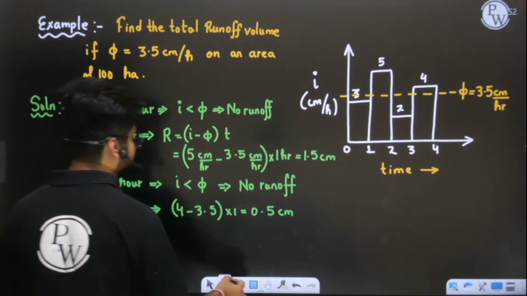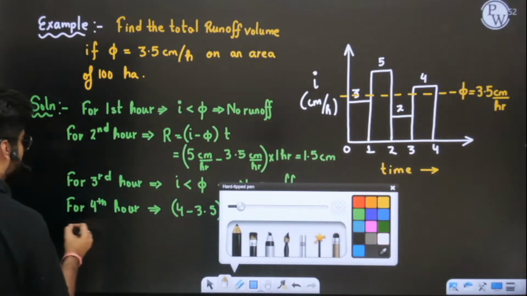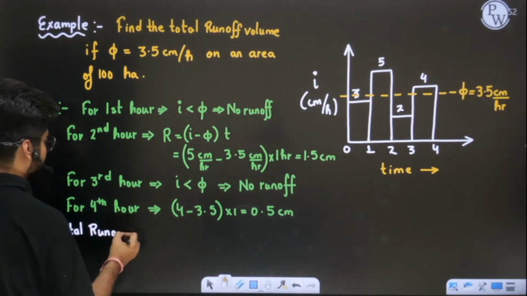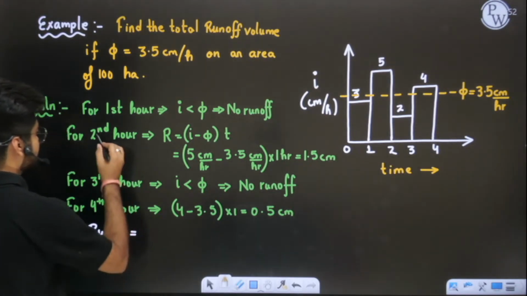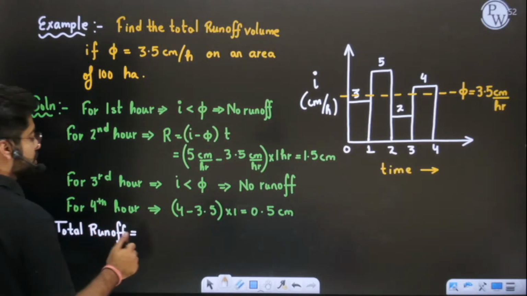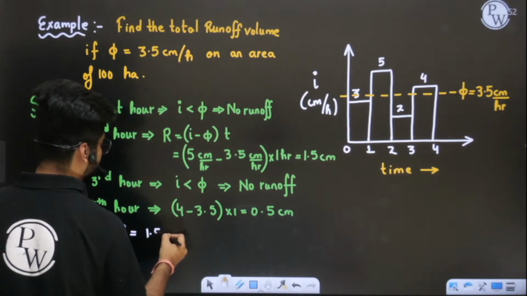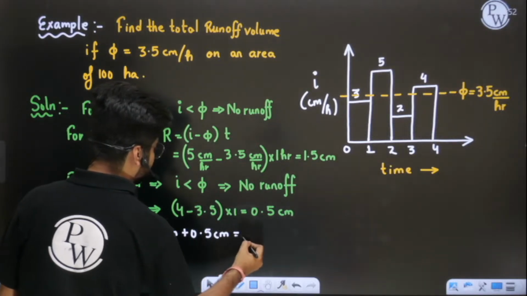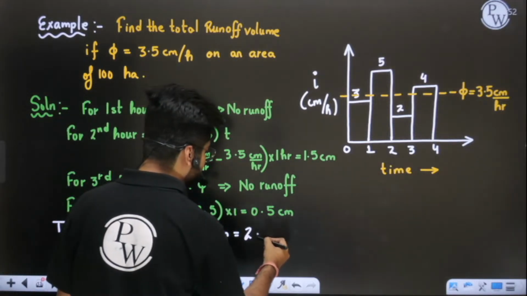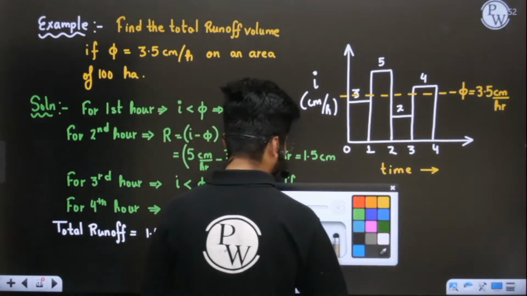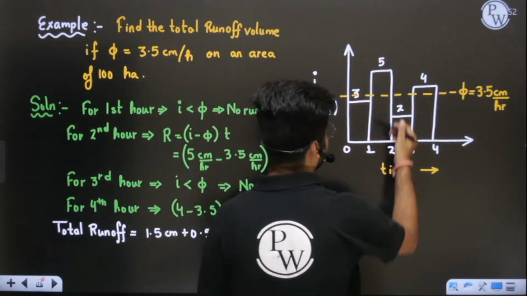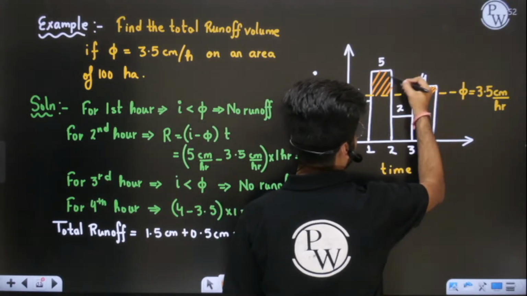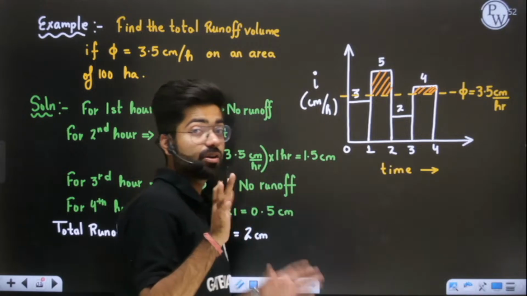So if I want to write down the total runoff, it will be basically from the second and fourth hours. It will be equal to 1.5 plus 0.5, which is 2 centimeters. Listen very carefully: this will be denoted by these areas, 1.5 and 0.5. This is 1.5, this is 0.5. Is this clear? This is runoff.